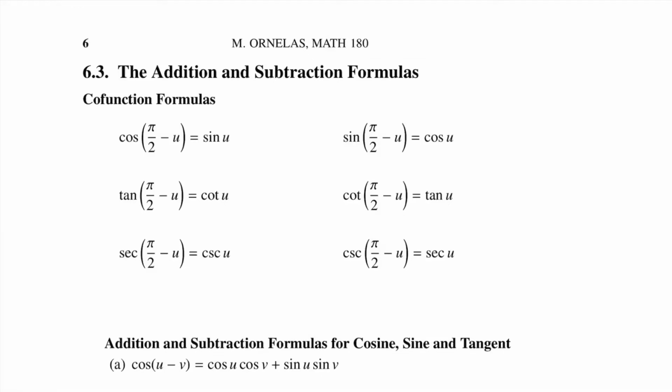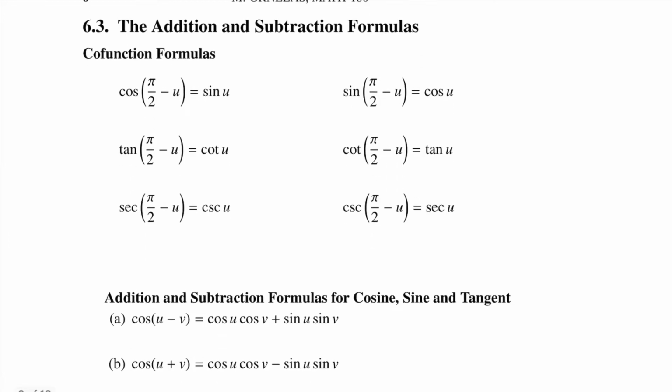Hi, this is section 6.3, the addition and subtraction formulas. So they start us off with cofunction formulas. The way you can think about these cofunction formulas is if you think of a right triangle, let's call the angle U.